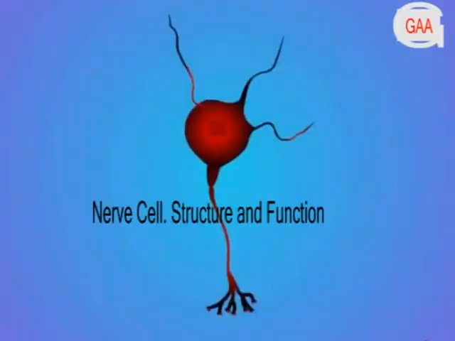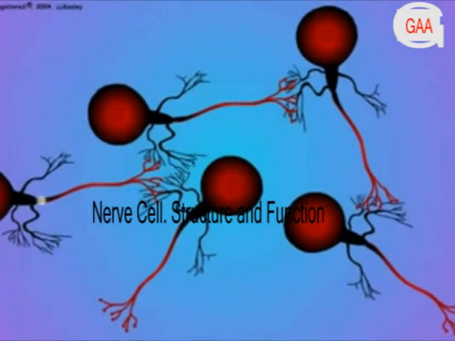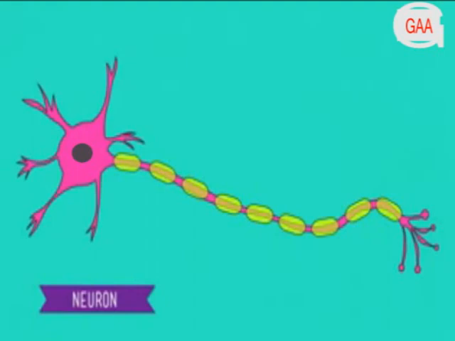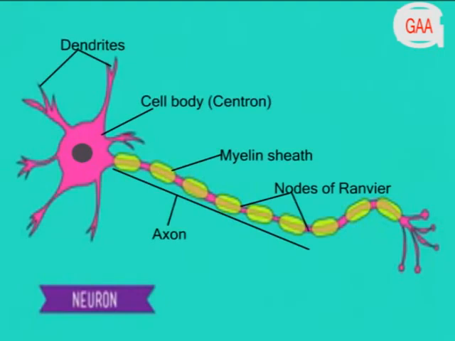Structure and functions of nerve cells. The nerve cell or neuron is the basic functional unit of the nervous system. It is a cell which is modified to transmit impulses. A nerve impulse is an electrical signal that is transmitted along a nerve fiber. The neuron consists of a cell body or centron and extensions called dendrites. In some neurons, one of the dendrites is elongated to form an axon.